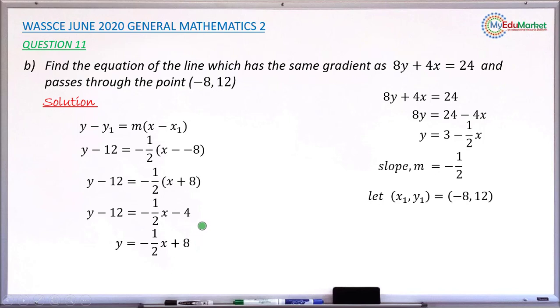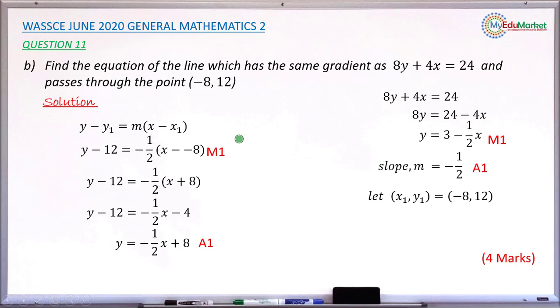Let me just share with you quickly the mark distribution for this very question as it is there in the marking scheme. So the very first mark is method 1 mark, and this method 1 mark is for an attempt to rewrite that very equation 8y plus 4x equals 24 with y as the subject of the formula. So you have this method 1 mark. And when you now have the slope of that very line as minus 1 over 2, which serves as the slope of the line that you are asked to write the equation of, you have this accuracy 1 mark.